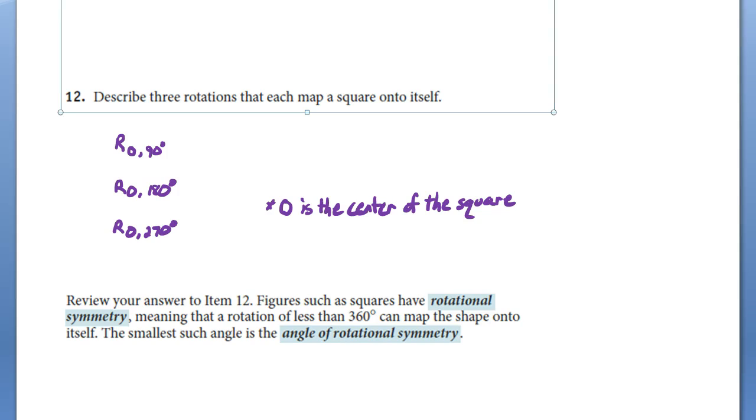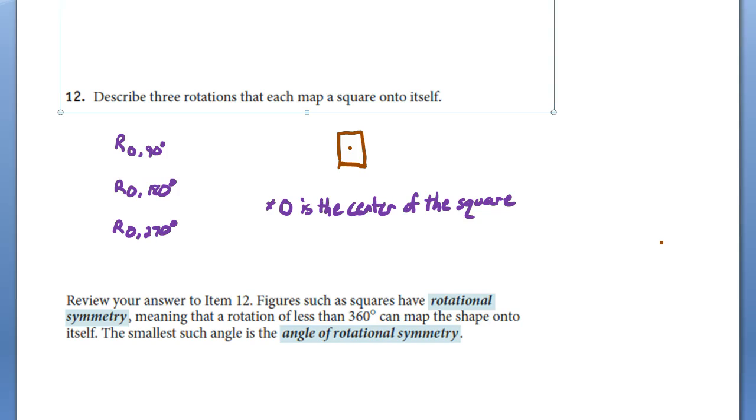Number 12, describe 3 rotations that would map a square onto itself. So if you had a square and maybe found the center of the square, how could you rotate that so that it just snaps back down onto itself so that the corner lands on a corner? I think there are 3 possibilities. We could rotate around the center 90 degrees. We could rotate 180 degrees, or we could rotate around the center 270 degrees.